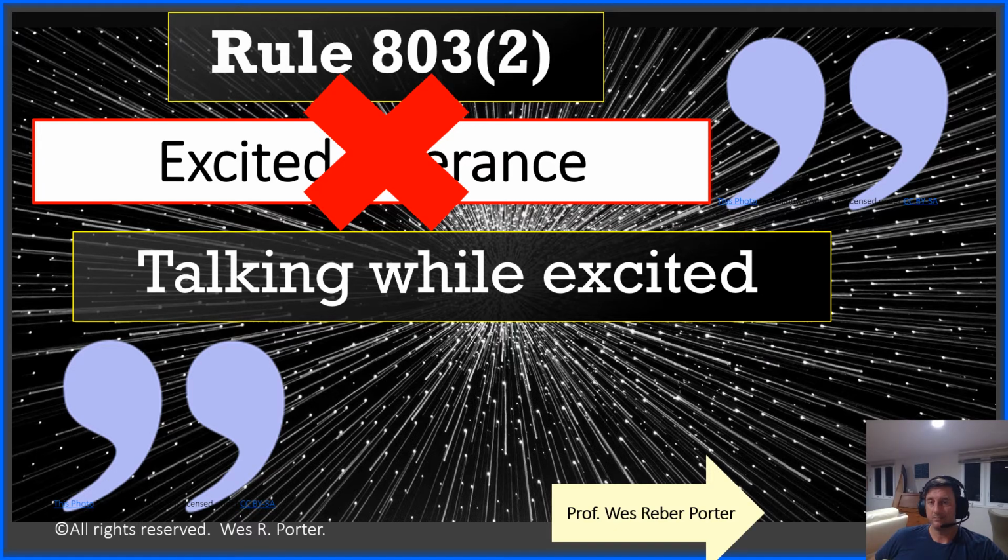Talking while excited. I love rules where the title of the rule and what you remember about the rule in a snapshot actually gets you there. 803.4, by contrast, says statements made for purpose of medical diagnosis and treatment. That tells you what the rule is. It's a statement made for medical diagnosis or treatment. Excited utterance doesn't tell you much about this rule. Talking while excited. And that's really it, right?